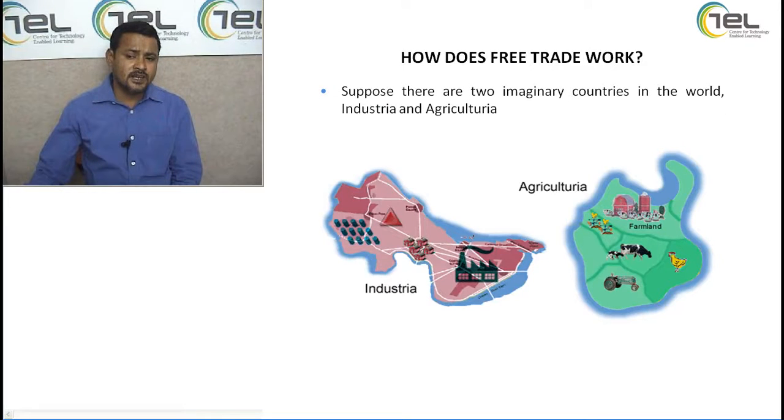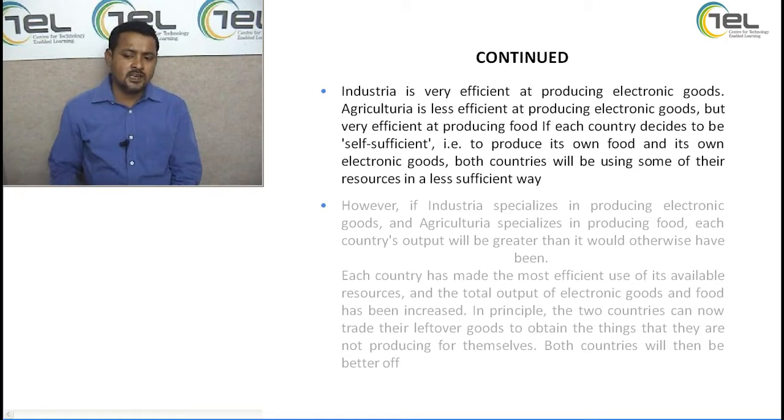But how does free trade take place? We'll take a simple example to understand the working of free trade. Suppose there are two imaginary countries in the world, Industria and Agriculturia. Industria is an industrial country primarily specializing in industrial products, and Agriculturia is a country primarily specializing in agricultural products. Industria is very efficient at producing electronic goods. Agriculturia is less efficient in producing electronic goods, but very efficient in producing goods related to food products.